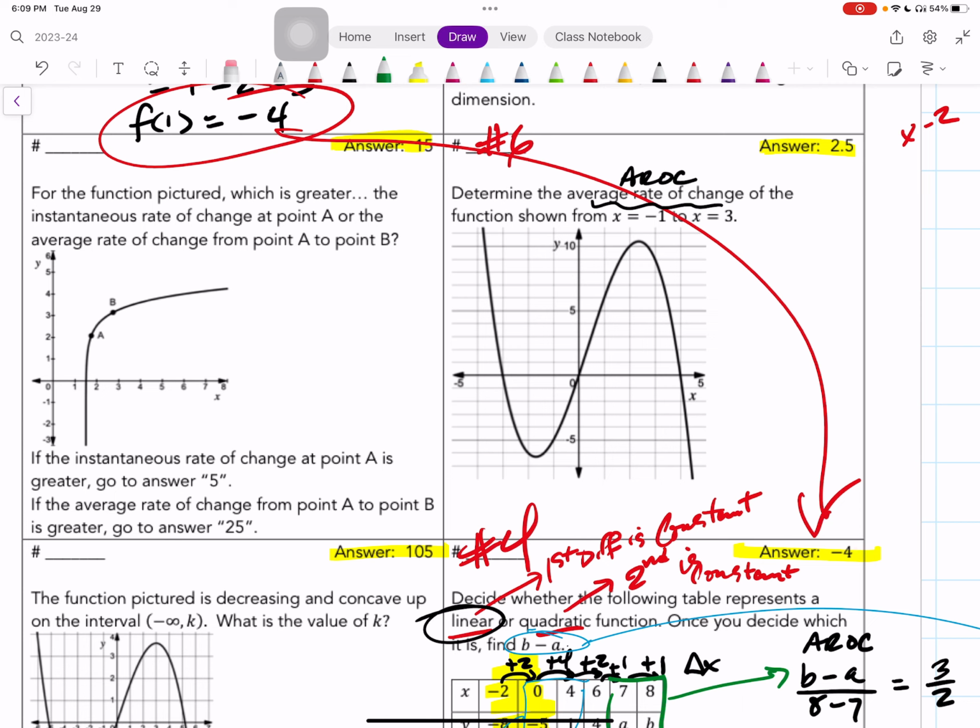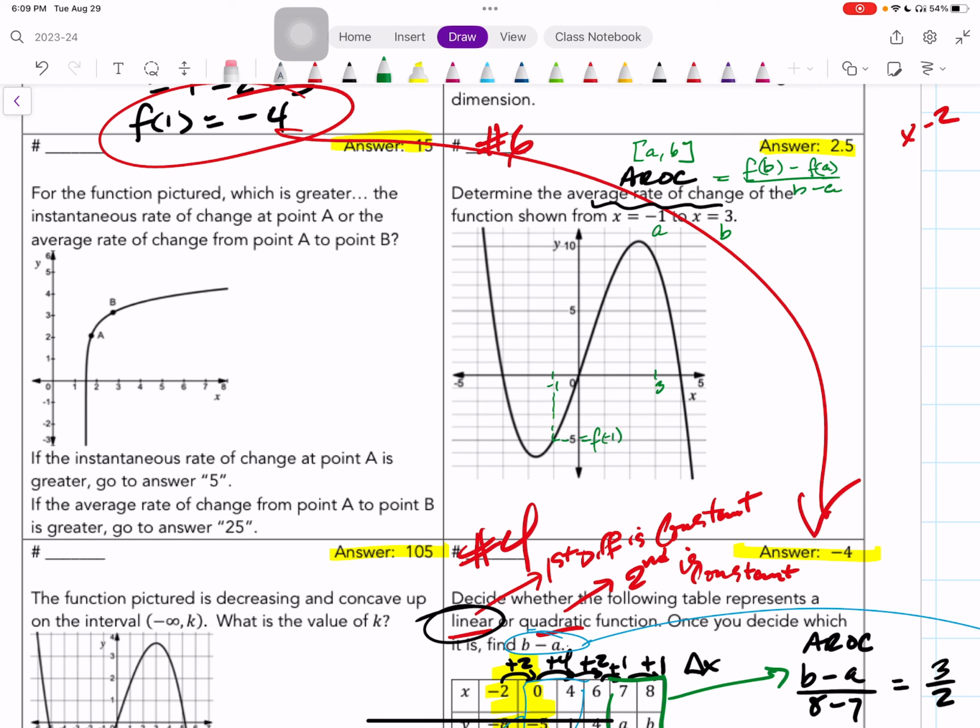So the definition of AROC, we're talking about on an interval from A to B. So A is negative 1, B is 3. That's equal to F of B minus F of A, all divided by B minus A. On the interval from negative 1 to 3, so where's negative 1? Negative 1 is here. All right, 3 should be here. So we've got to find the function values. So F of negative 1 is, excuse me, negative 5. So that's F of negative 1.